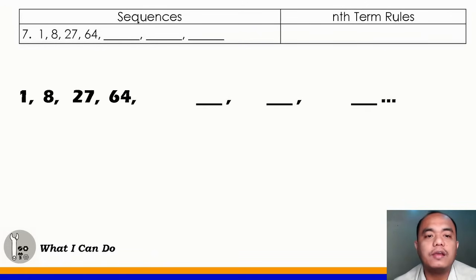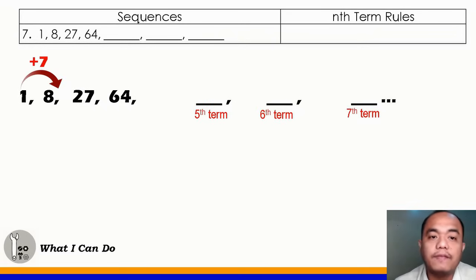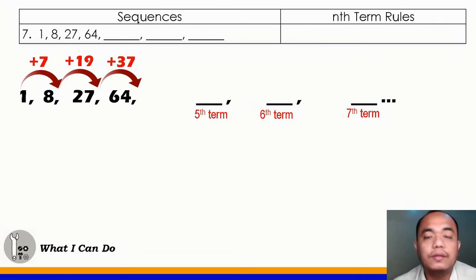So we have here number 7, 1, 8, 27, 64. We look for the 5th term, the 6th term, and the 7th term. We have 7. So 8 minus 1 is 7. And then 27 minus 8 is 19. And 64 minus 27 is 37. So as you notice, we don't have common difference. No?